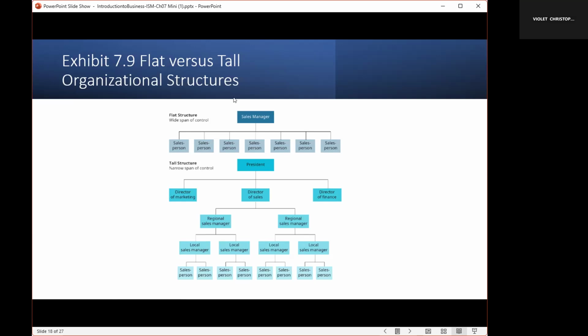Here we've got a sales manager with a wide control, and he's controlling 7 salespeople. In this case, we've got a regional manager and a local manager. So let's take the case of the regional manager. He's in charge of 2 other managers. Each of those is in charge of 2 other salespeople. So you see the span of control is narrower, but the structure gets taller as a result.